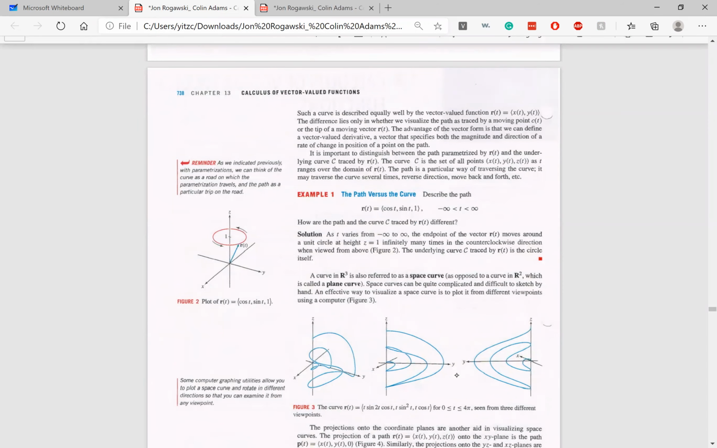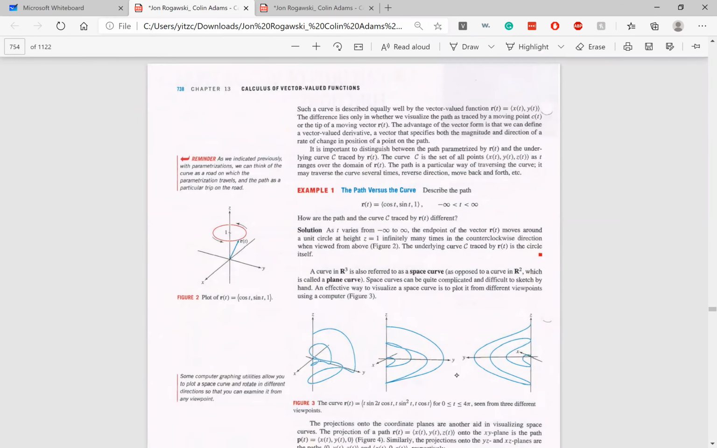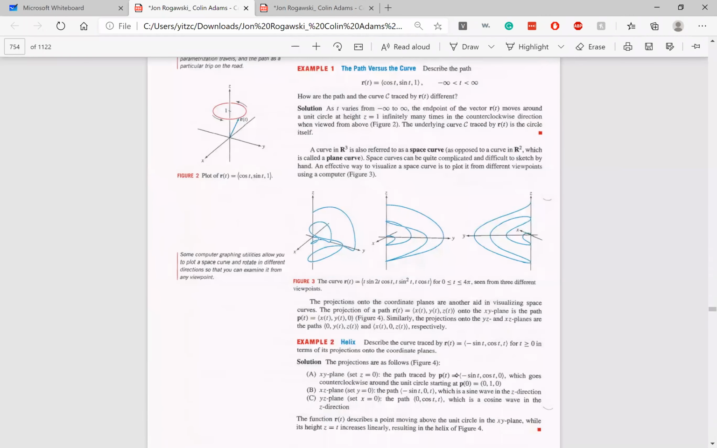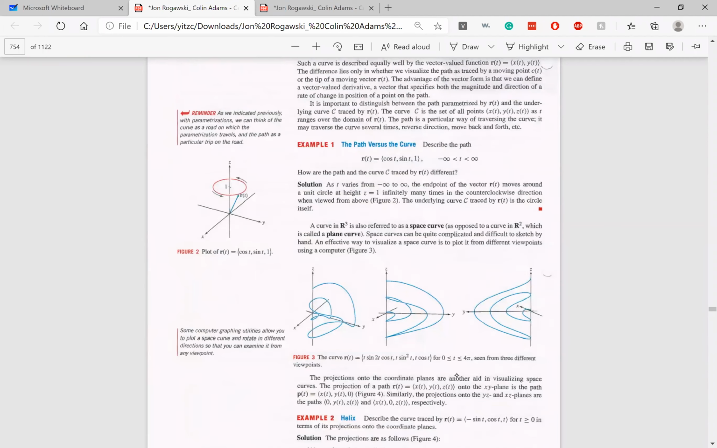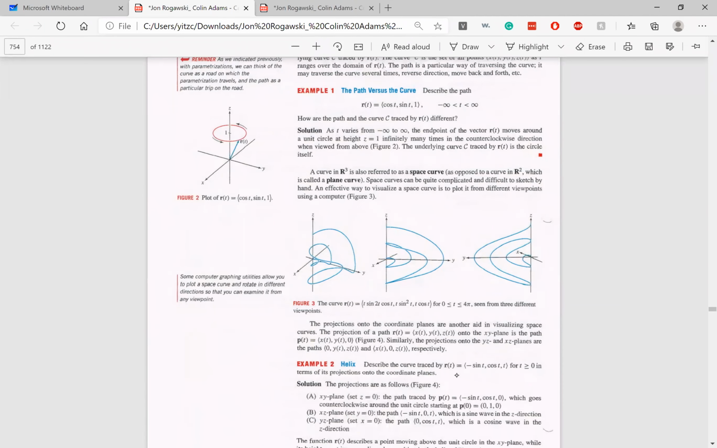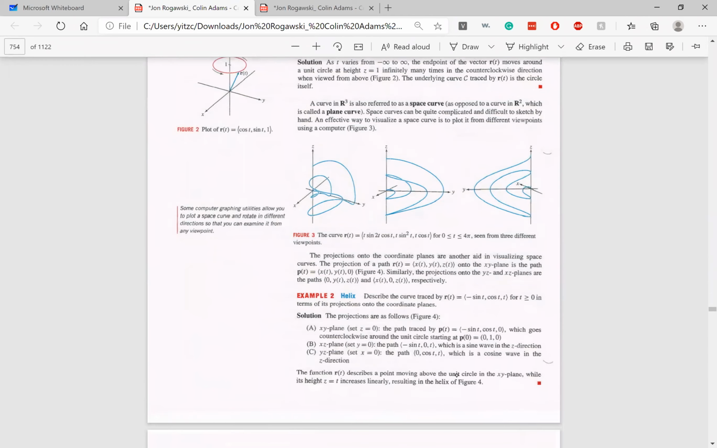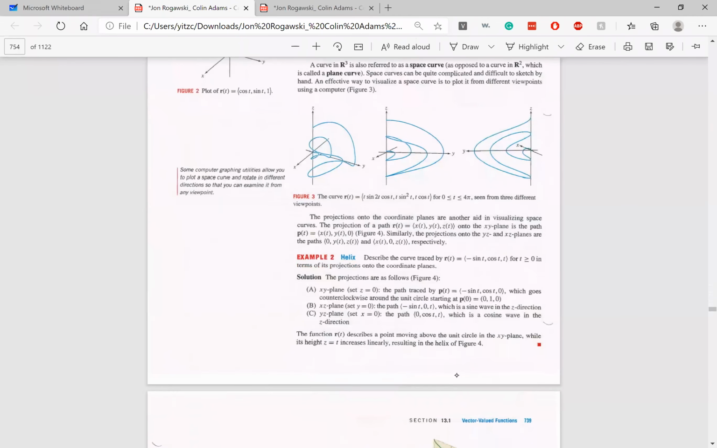That's what this picture shows you, a circle. Okay. Oh, and then they ask, how are the path and the curve very different? So the curve would just be a circle, but the path, you would keep having to go around it. So as t goes to plus or minus infinity, you would go around the circle infinitely many times. So they are different objects. And it's good to remember that. Okay.